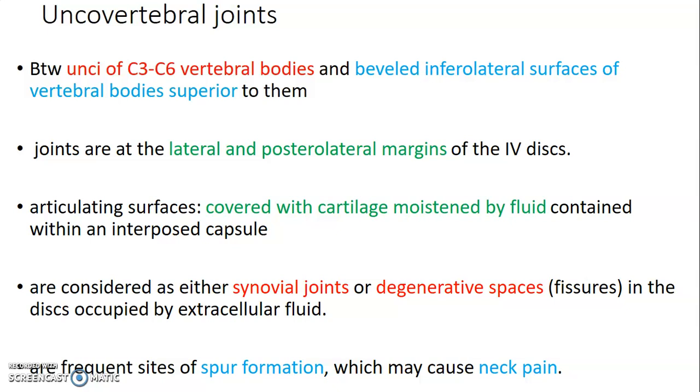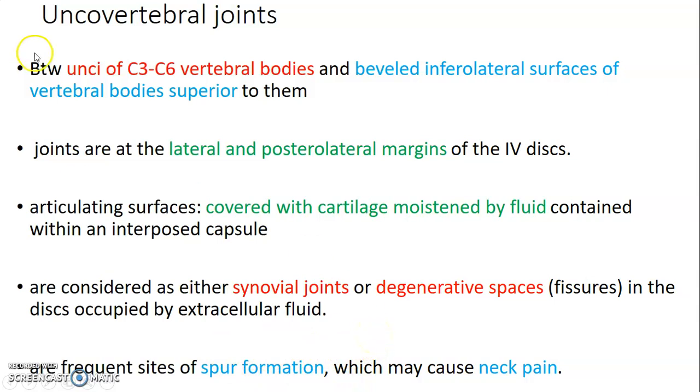Then we go to the uncovertebral joints. Uncovertebral joints are formed between the uncus of C3 to C6 vertebral bodies and the beveled inferolateral surfaces of the vertebral bodies superior to them. So the joints are at the lateral and posterolateral margins of the IV discs, and the articulating surfaces are covered by cartilage moistened by fluid. We consider these uncovertebral joints as either synovial joints or just degenerative spaces filled with extracellular fluid. Uncovertebral joints are frequent sites of osteophyte or spur formation. Therefore, they'll give you neck pain.